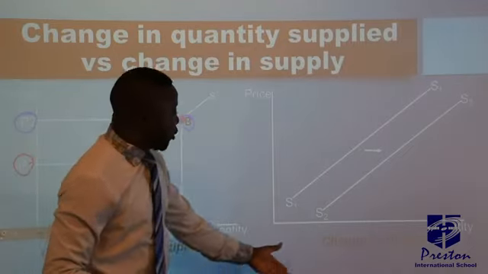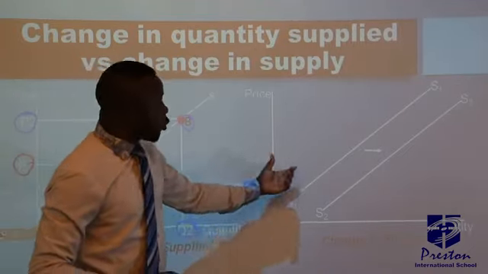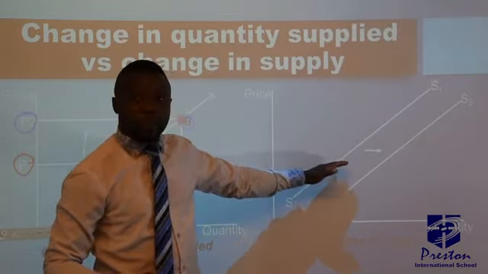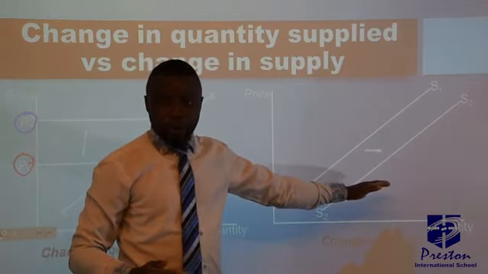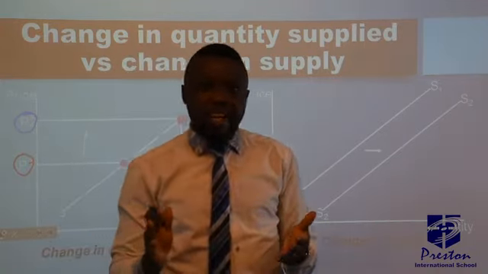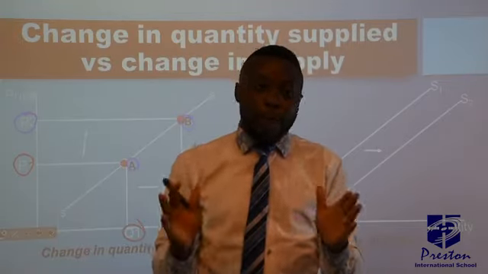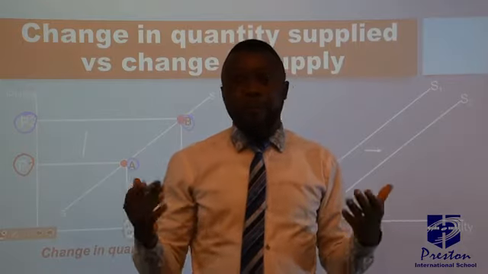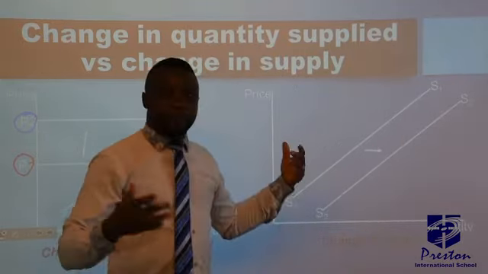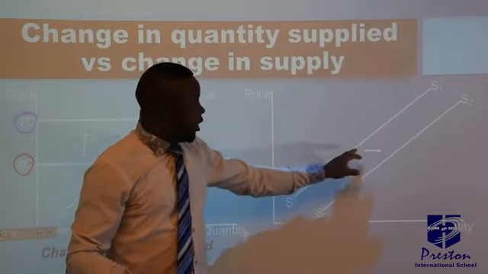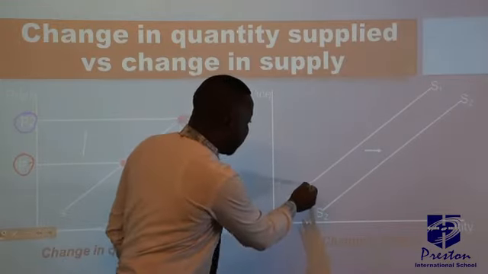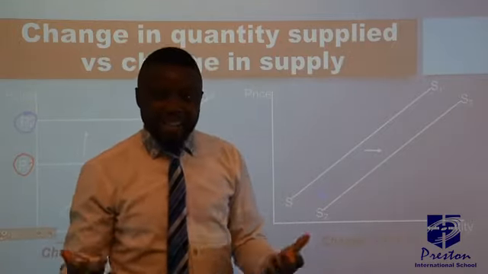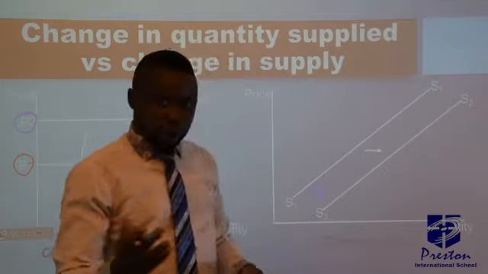Then let's talk about change in supply. Change in supply implies that the supply curve moves from its original position to a new position as a result of a change in all the factors that affect supply except price of the commodity. For example, if taste and fashion changes, that means the supply curve will move from S1 to S2, and this will require an entirely new supply schedule.